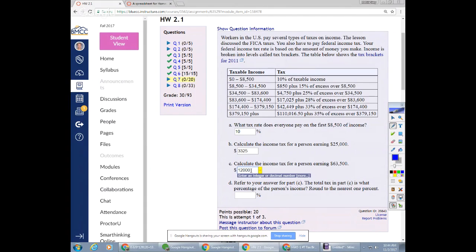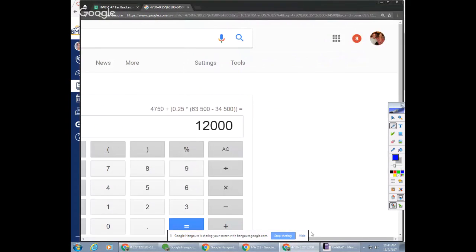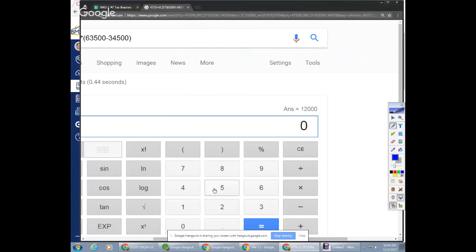What percent he actually paid? Yeah, just take the 12,000 divided by the 63,500. So to zoom out a little here, 12,000 divided by 63,500 tells me he paid about what to the nearest 0.1%? 18.9%, good, yeah.